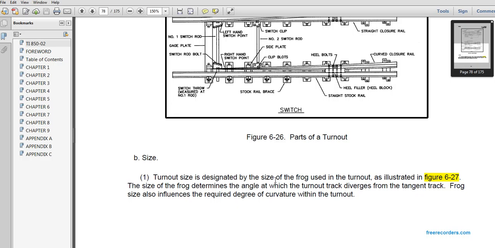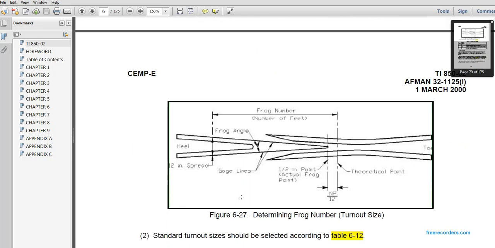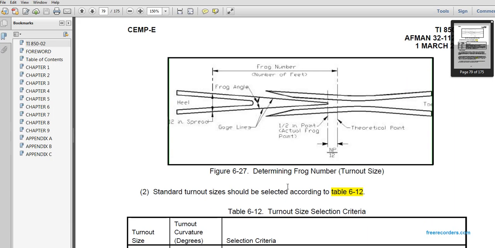Turnout size is designated by the size of the frog used in the turnout, as illustrated in Figure 6-27. The size of the frog determines the angle at which the turnout track diverges from the tangent track. The frog size also influences the required degree of curvature within the turnout. The frog number is the turnout size. Here you see the throat, the theoretical point, the frog number, the frog angle, the gauge lines, and the point of the actual frog.